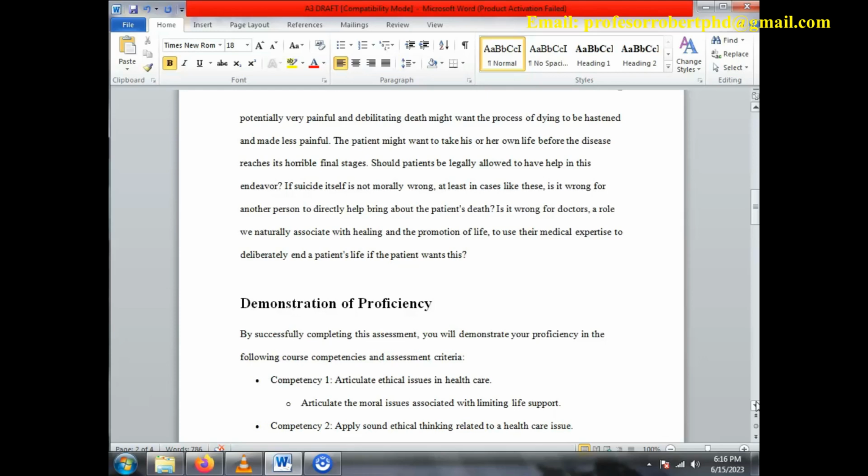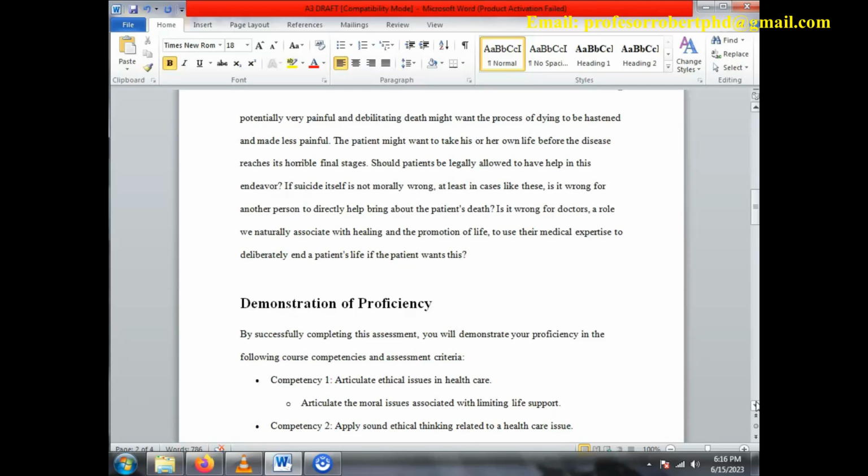The suicide itself is not morally wrong, at least in cases like these. Is it wrong for another person to directly help bring about the patient's death? Is it wrong for doctors, a role we naturally associate with healing and the promotion of life, to use their medical expertise to deliberately end a patient's life if the patient wants this?